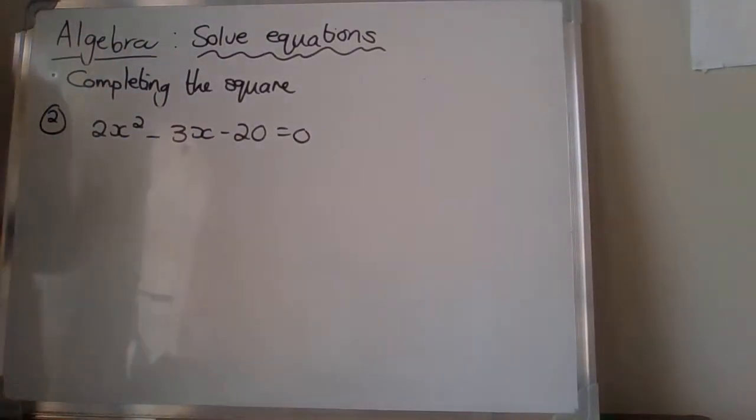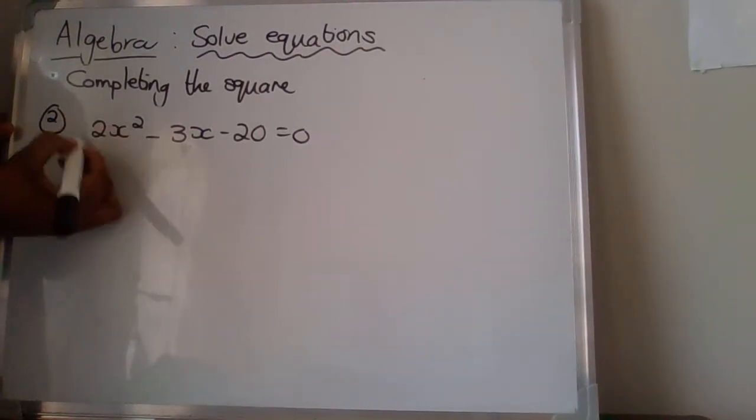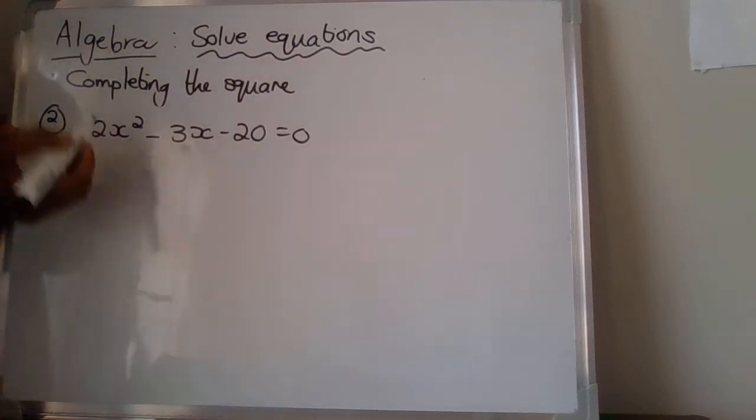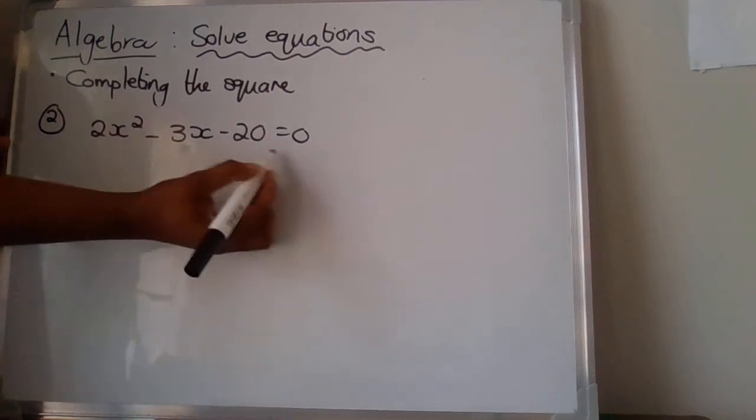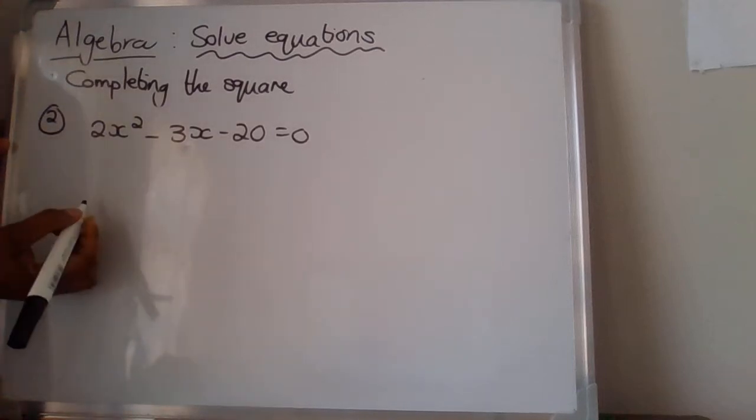All right, so the next question, remember what I said, we need to make sure that this here, the coefficient of x squared is equal to 1. So here the coefficient is 2, so first things first, we need to divide by 2. And when you're dividing by 2, you divide each and every term by 2.